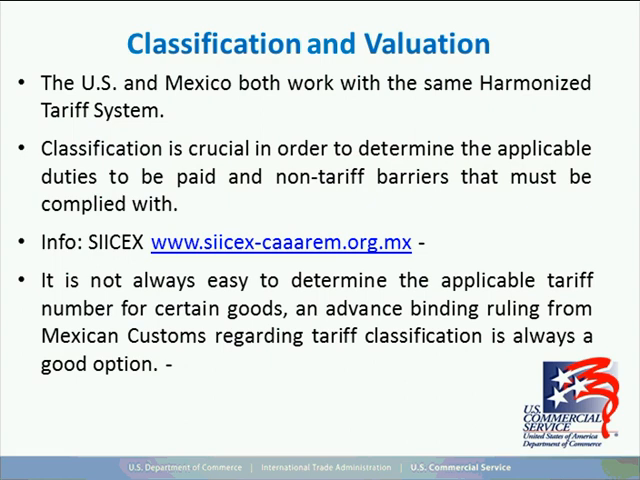Mm-hmm. Okay. I have another question. Sure, go ahead. Do you know what are the, how you say it in Spanish? I can say it in Spanish. I don't know how to say it in English. Okay, go ahead in Spanish.